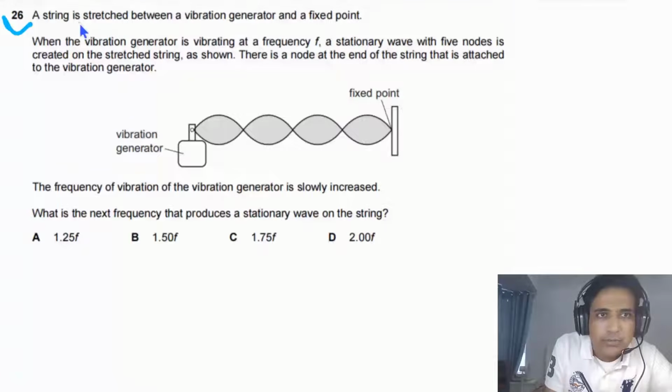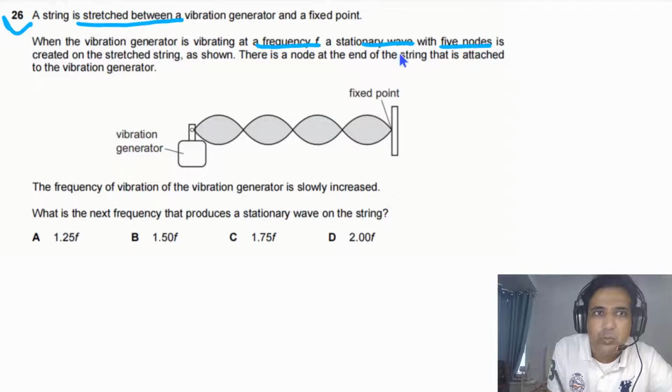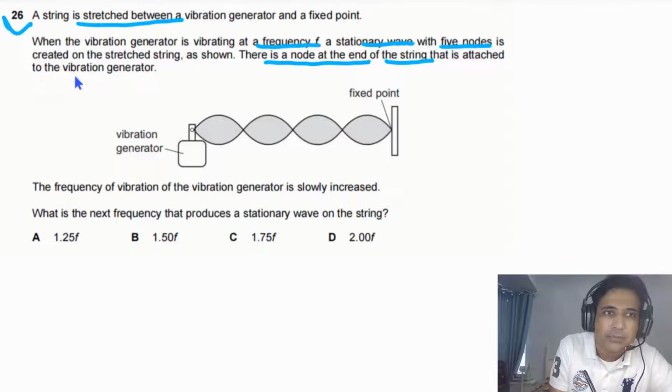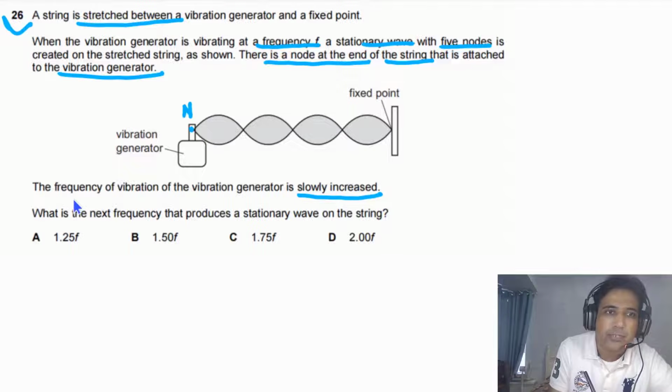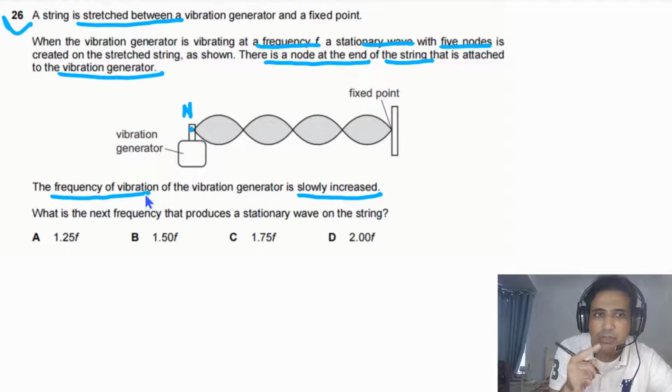Question 26 says, a string is stretched between a vibration generator and a fixed point. When the vibration generator is vibrating at a frequency f, a stationary wave with 5 nodes is created on the stretched string as shown in the figure. There is a node at the end of the string that is attached to the vibration generator, meaning we have a node at this point. The frequency of vibration of the vibration generator is slowly increased. What is the next frequency that produces a stationary wave on the string?